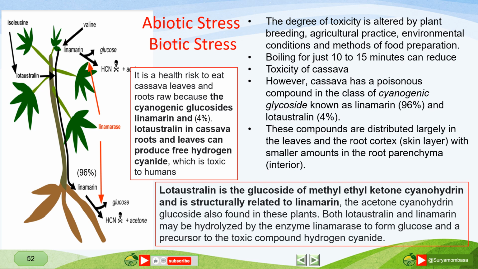Lotaustralin is the glucoside of methyl-ethyl ketone cyanohydrin and is structurally related to linamarin, the acetone cyanohydrin glucoside also found in these plants. Both lotaustralin and linamarin may be hydrolyzed by the enzyme linamarase to form glucose and a precursor to the toxic compound hydrogen cyanide.